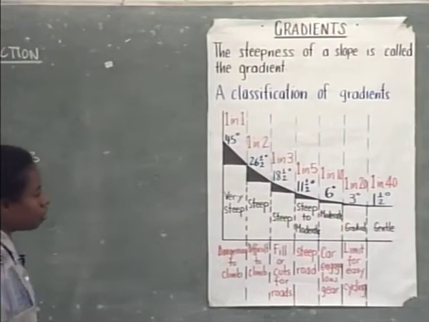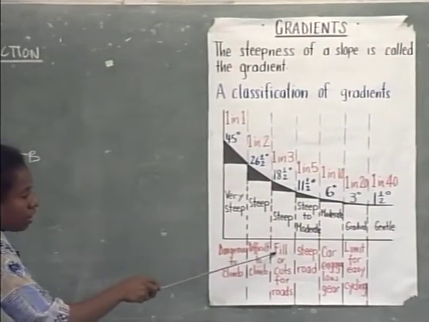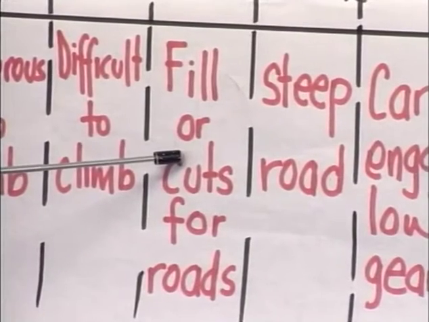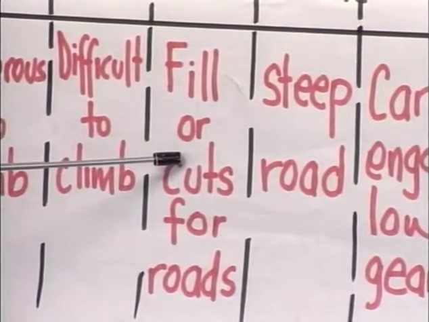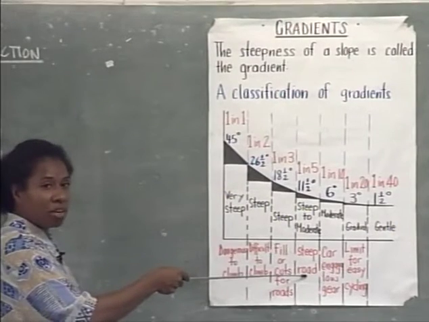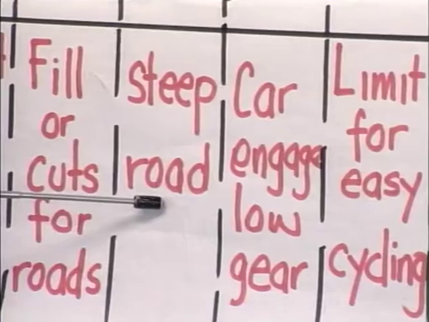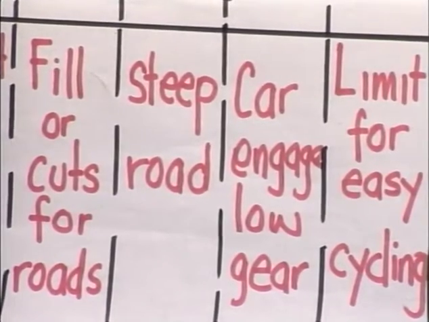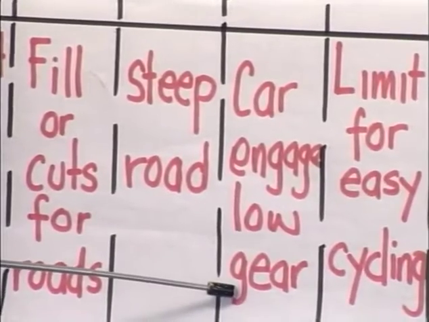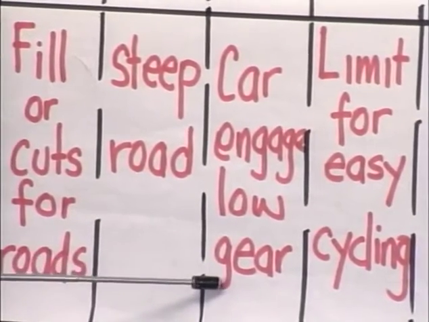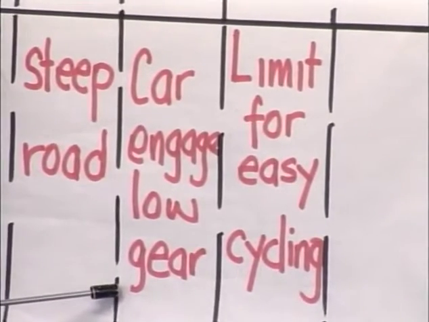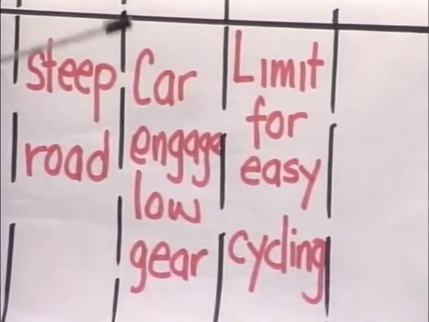A gradient of 1 in 3, usually roads are filled in, or there are cuts made on the roads to allow for the road to pass through. A gradient of 1 in 5 will still be considered a steep road. A gradient of 1 in 10, which is moderate, the vehicles traveling to the top will need to go on low gear. That means gear 1 or gear 2. If you go on 3 or 4, the vehicle will lose power. You'll have to change it back to 1 and 2.